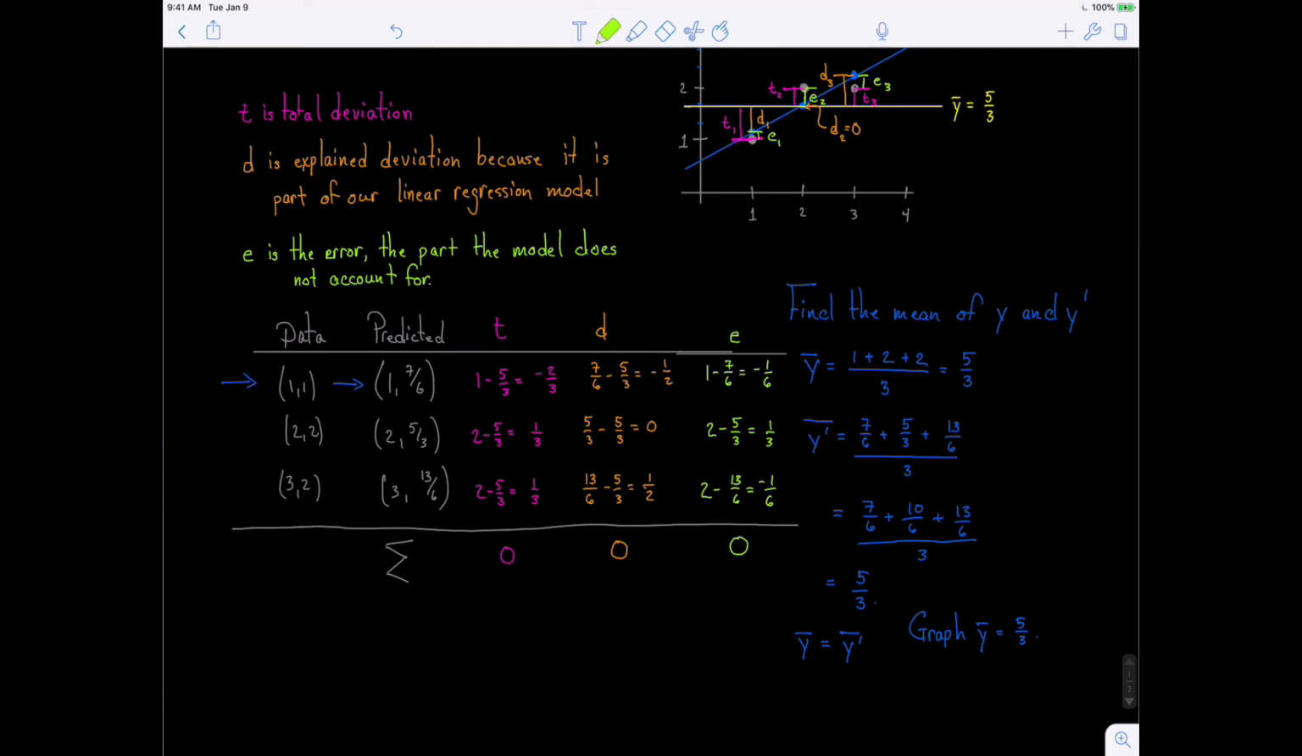So in the next video, we're going to see how we correct for the fact that the sum of all of these residuals and deviations is 0.